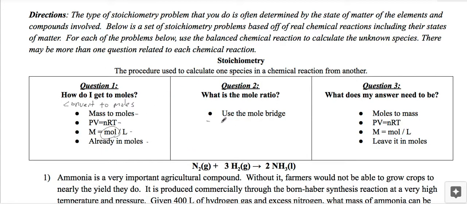The next question is the mole ratio. This is the stoichiometry step. This is how we get from one thing to another in a chemical reaction. And then, what does your answer need to be in? This is what we have said: convert out of moles. So those are the 3 questions we're going to be asking ourselves every single time we do a problem. I'm going to put them over here on the right-hand side so that we can refer to them as we go through each of these. And then hopefully this will be enough to get you going.